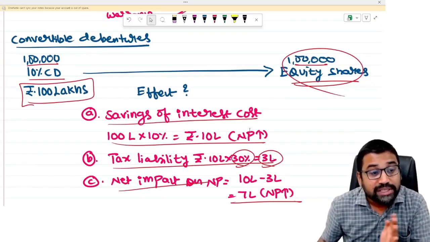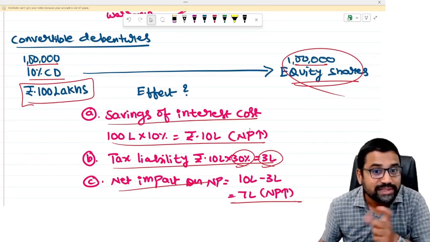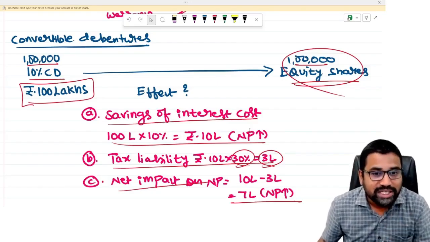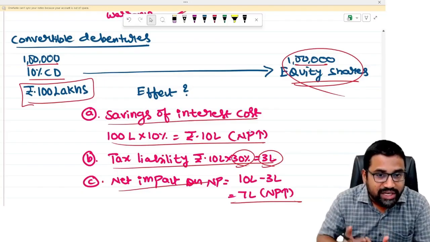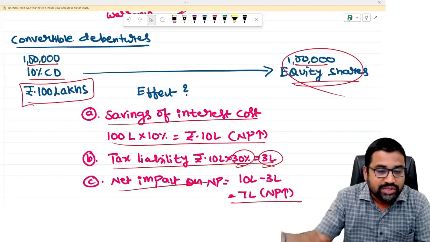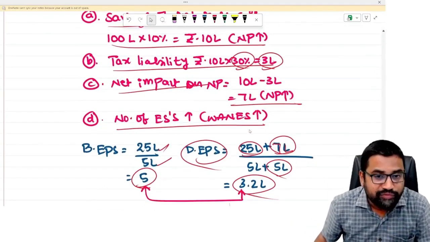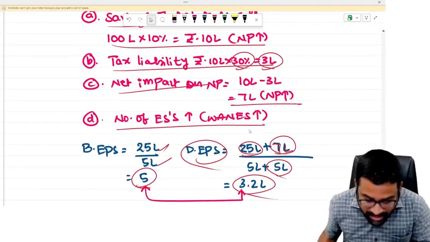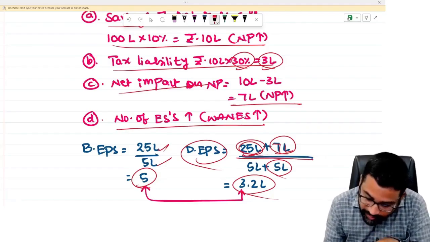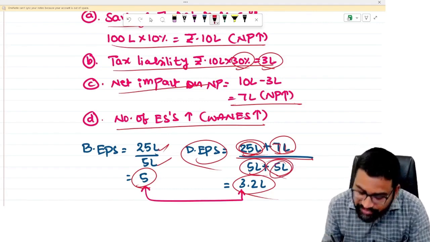So if 10% convertible debentures of 100 lakhs are converted into 1 lakh equity shares, what will be the effect? First, there will be savings in interest cost. How much? 100 lakhs into 10%, 10 lakhs. And what will be the tax liability? Whenever you save interest, your taxable income will increase. So there is a tax liability on this 10 lakhs. If I assume 30%, 3 lakhs will be tax liability. Therefore, what will be the net increase in profits? 7 lakhs. You add the 7 lakhs to the normal profits, divided by weighted average number of shares 5. Now if I make the conversion of convertible debentures into equity shares, another 5 will be added.